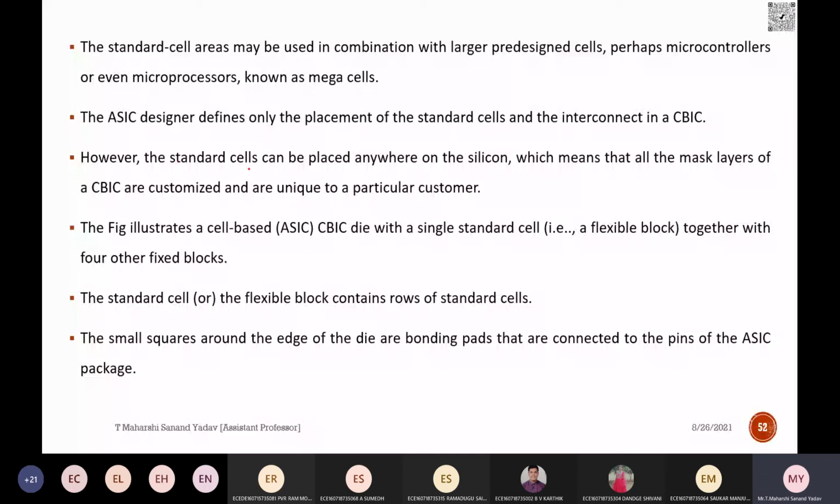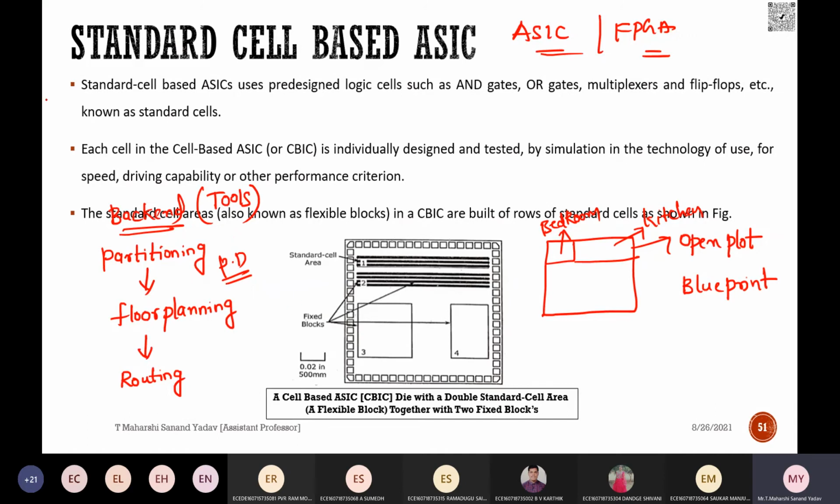See here. However, the standard cells can be placed anywhere on the silicon, which means that all the mask layers of CBIC are customized and are unique to a particular customer. You can illustrate everything by means of figures. Just by means of this figure, you have to explain this one. Obviously it will come for either a short note or for 2 marks.